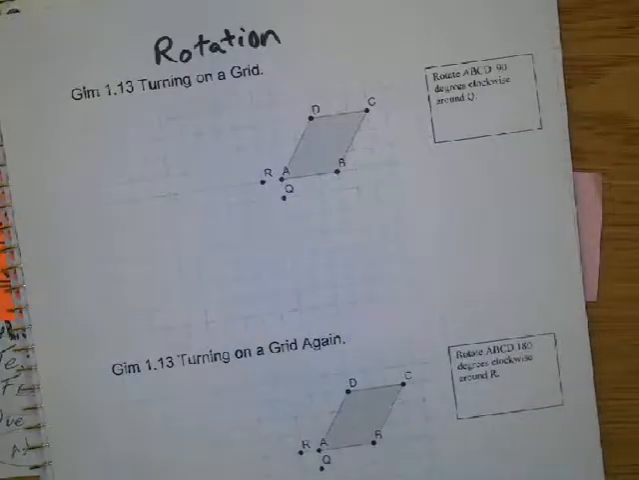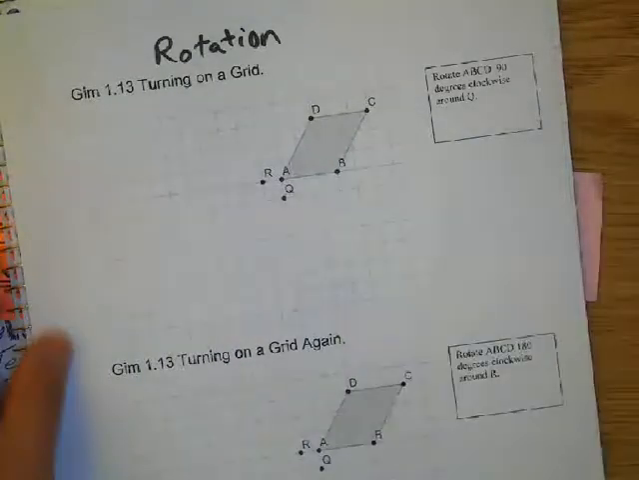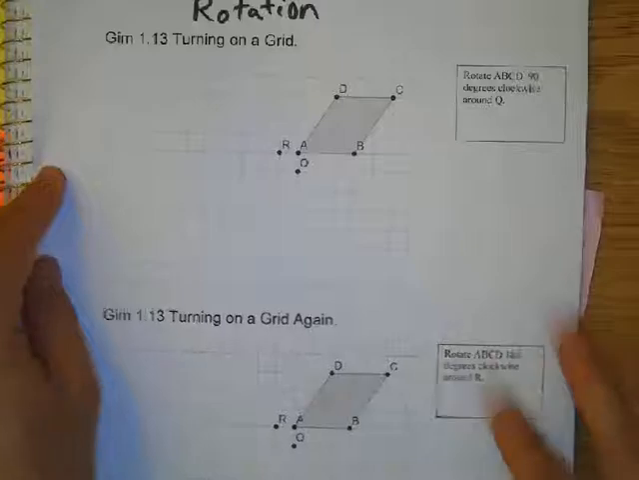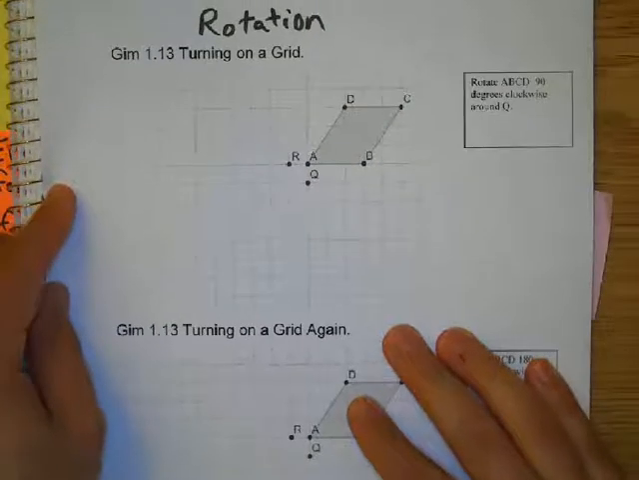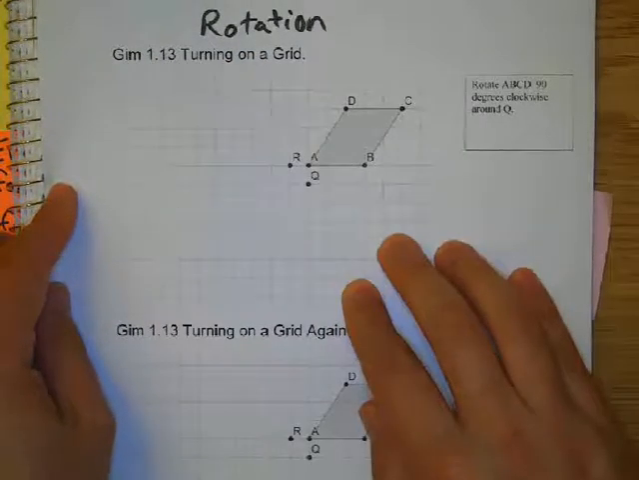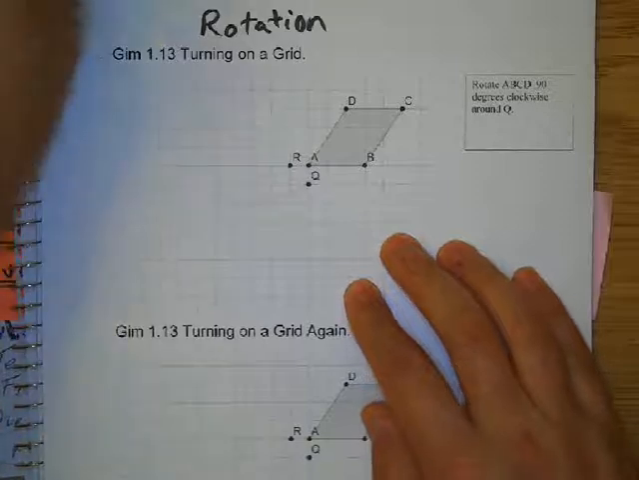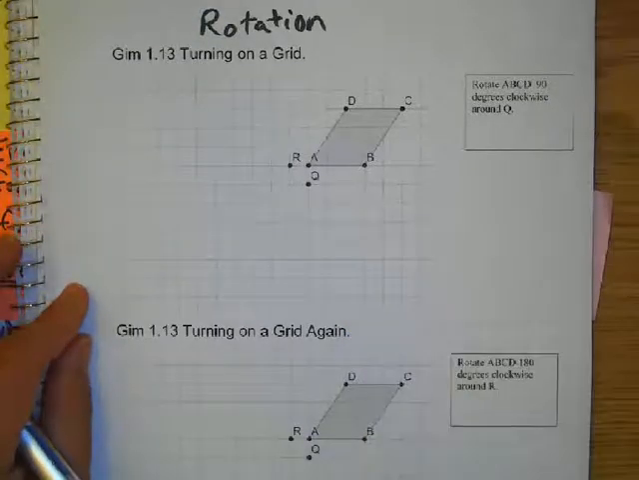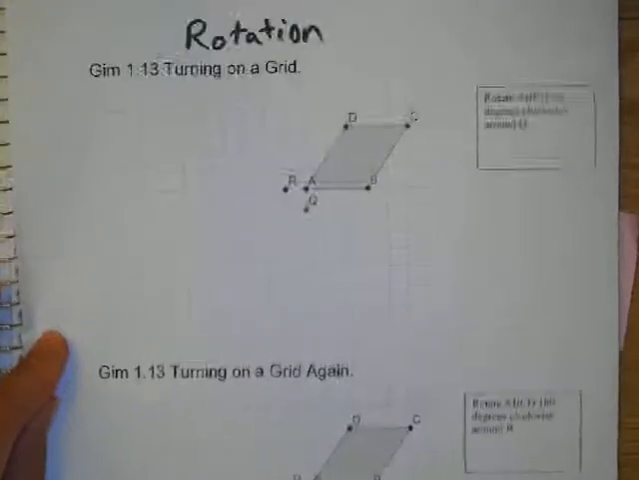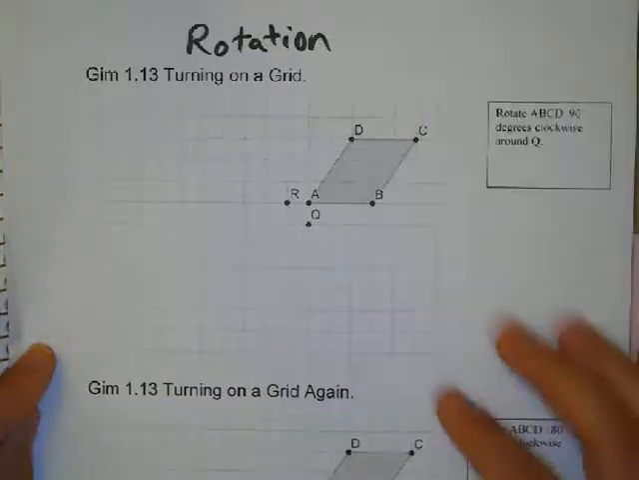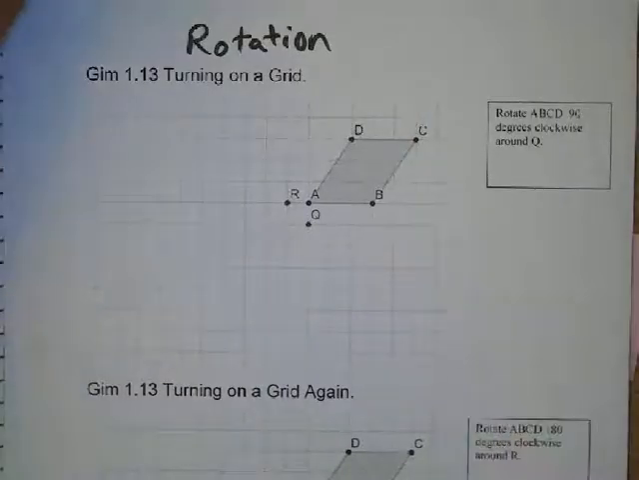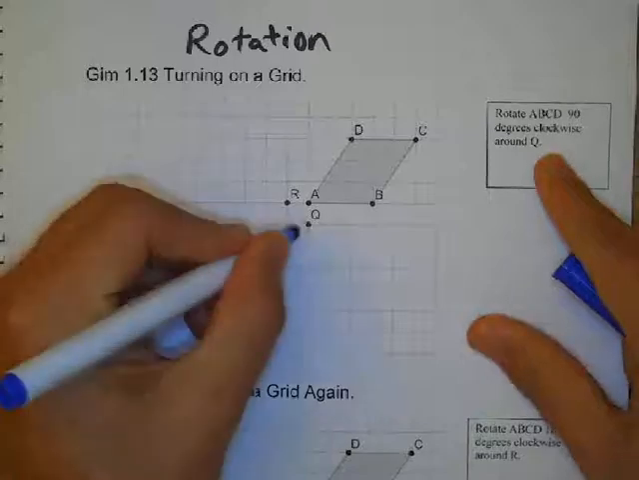This is in your notes if you want to print it out. If you want to use graph paper, that's fine too, or if you want to use a grid, that's fine. So let's look at one question at a time. You saw this in your notes today. So rotate around point Q.